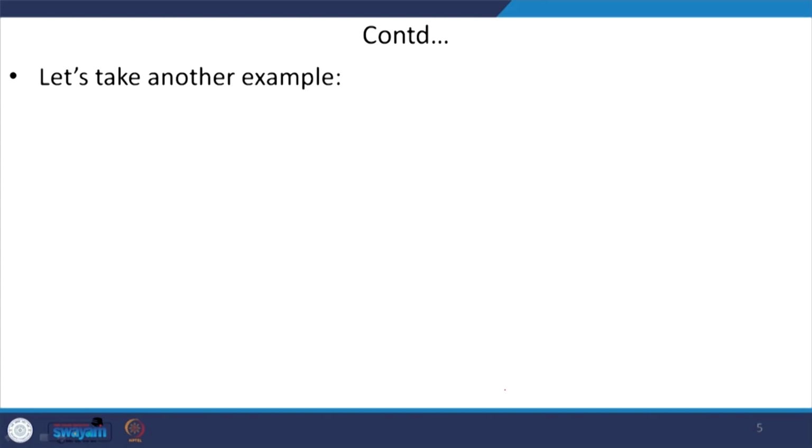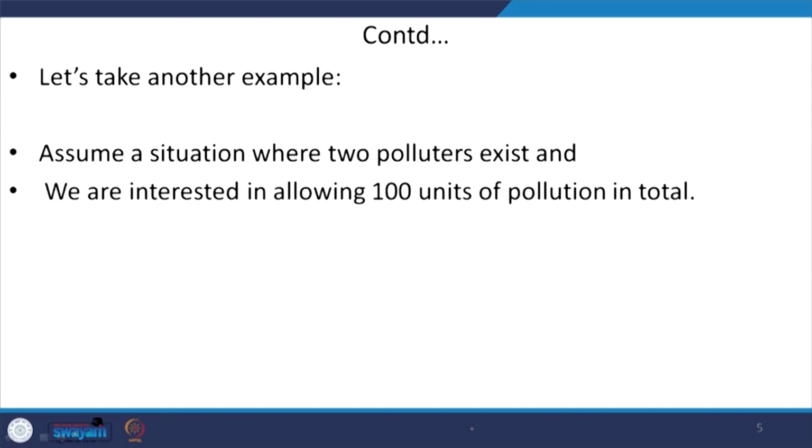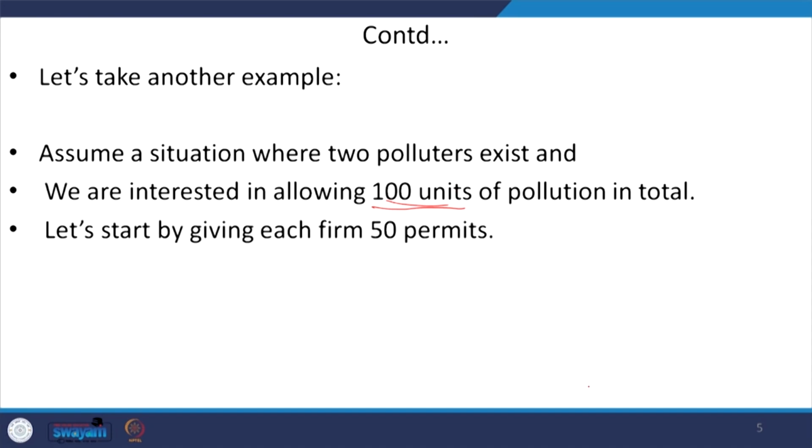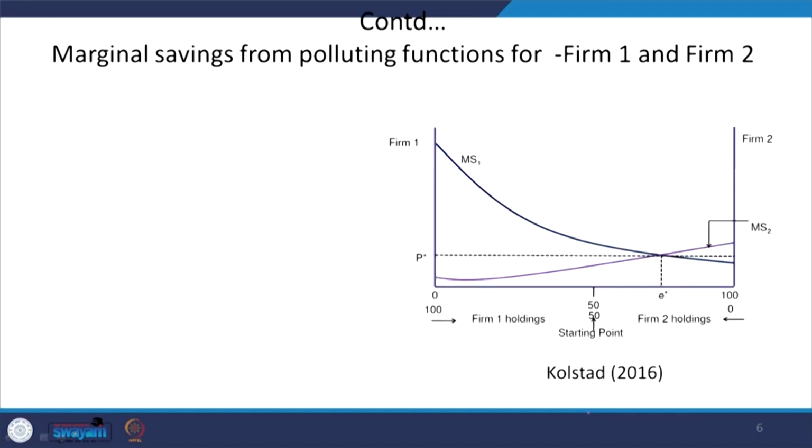Now we can take another example. Let us assume a situation where two polluters are there. The government is interested in reducing pollution and allows a maximum of 100 units of pollution from both industries. The government is thinking, let us start with 50 permits for each of the polluting industries. In this case, what would be the marginal savings from polluting functions for both these firms?